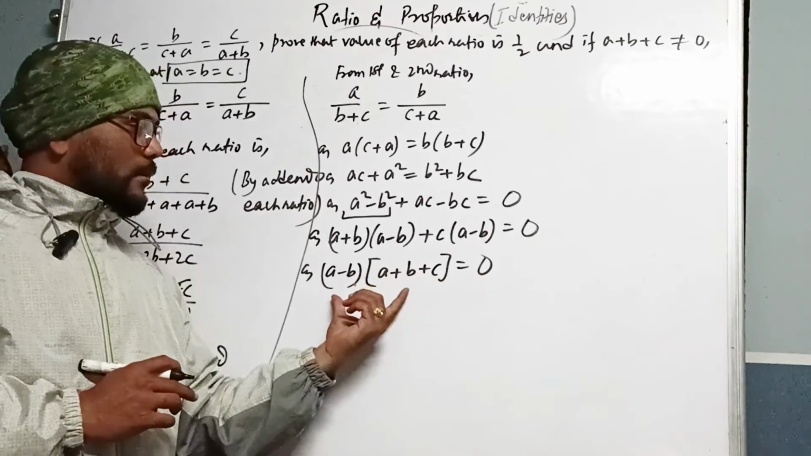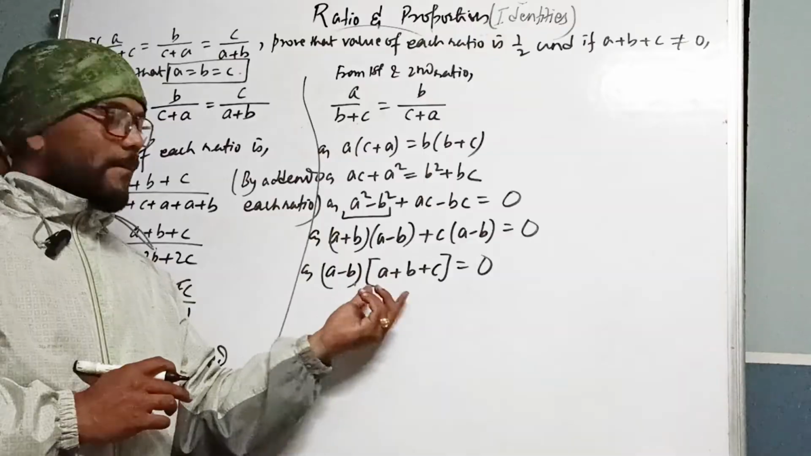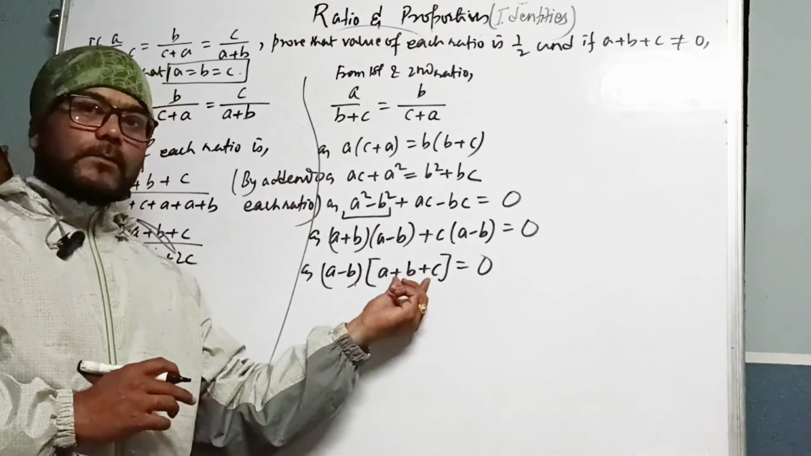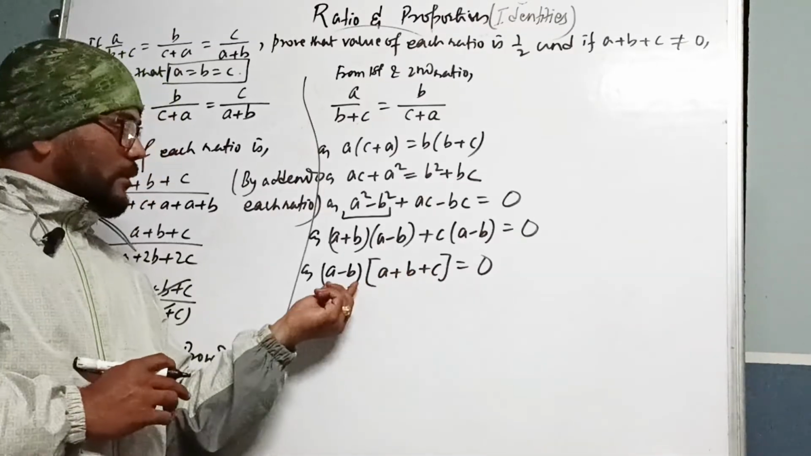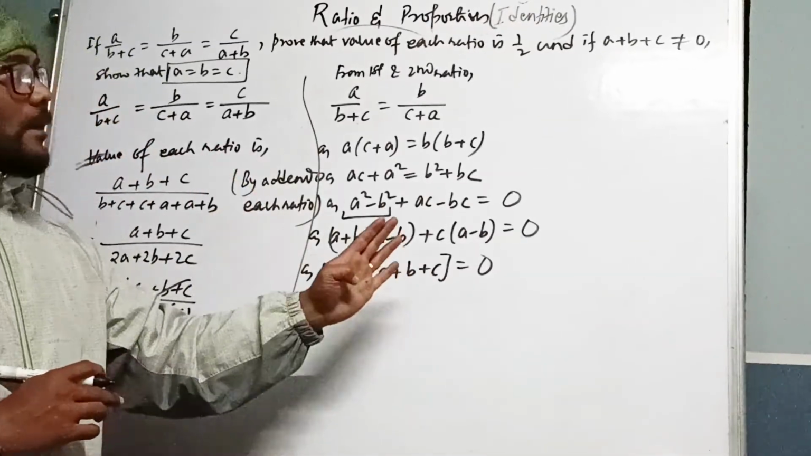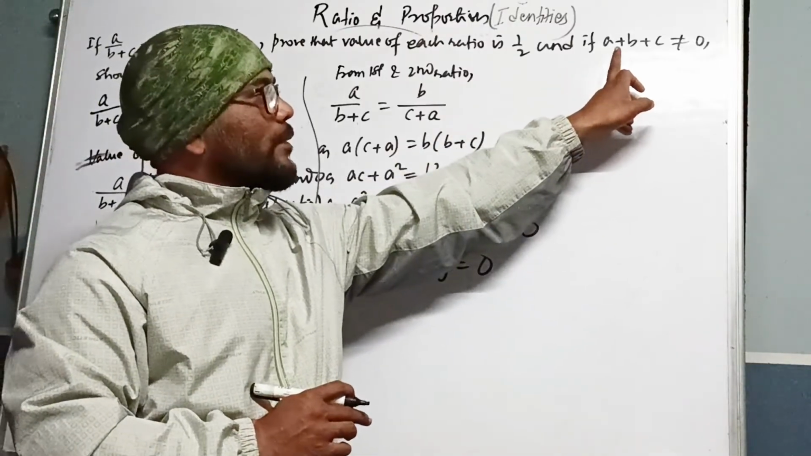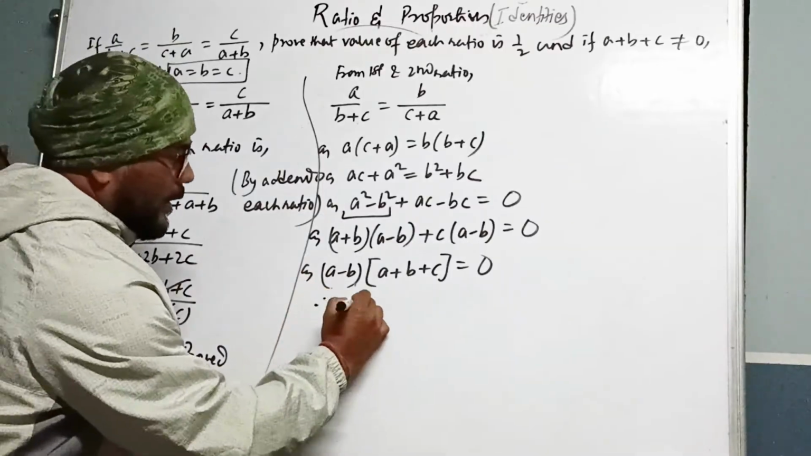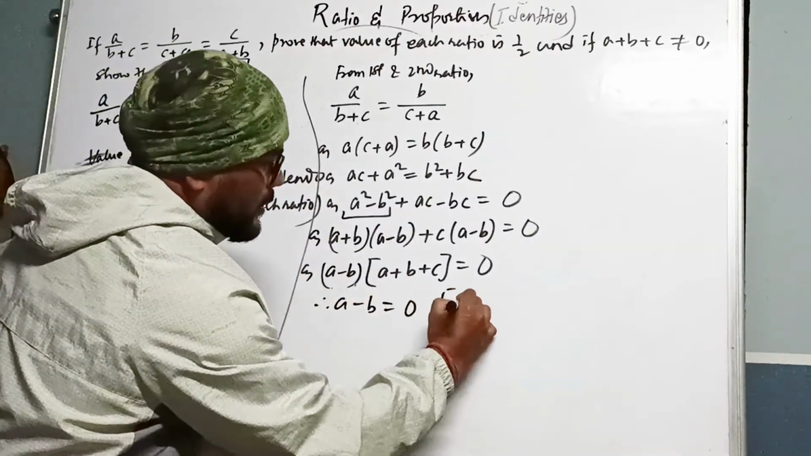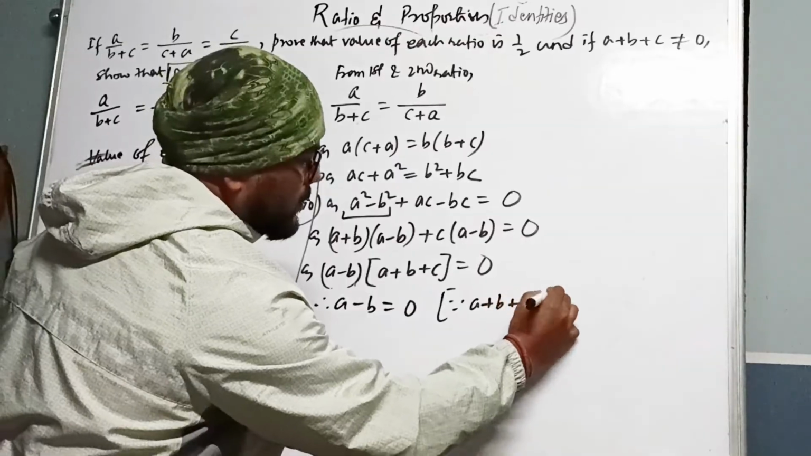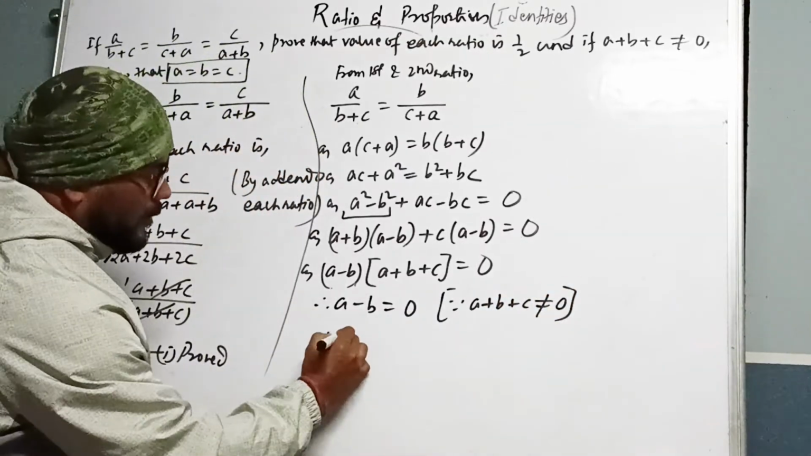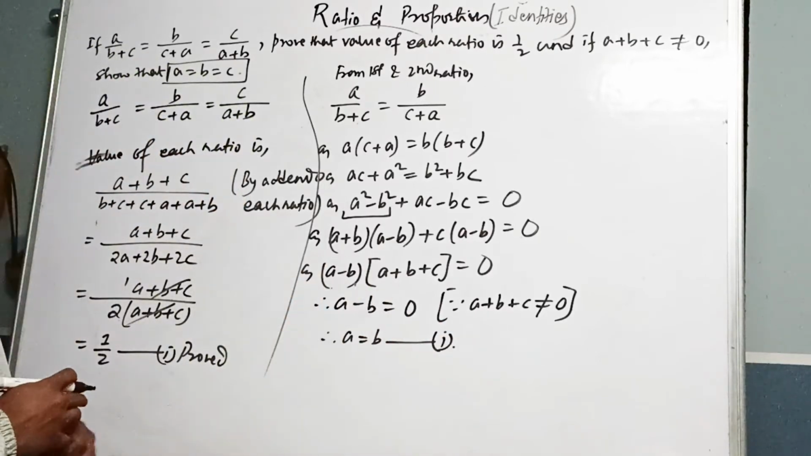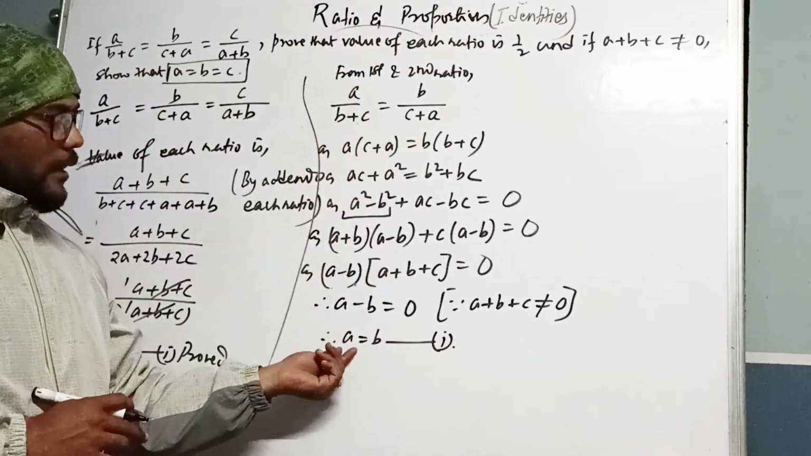In this expression, it is clear that if this factor becomes 0, the other will not become 0, and vice versa. But the question has already given you that a plus b plus c is not equal to 0. Therefore, a minus b equals 0, since a plus b plus c is not equal to 0. So a equals b. Clear? From these two relations, we have found that a equals b.